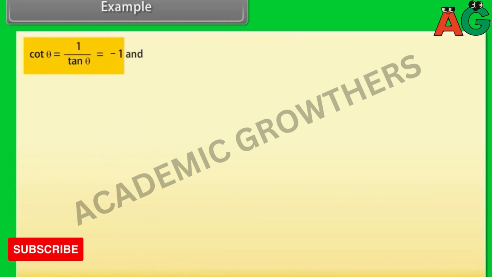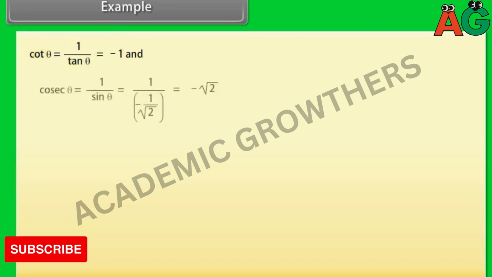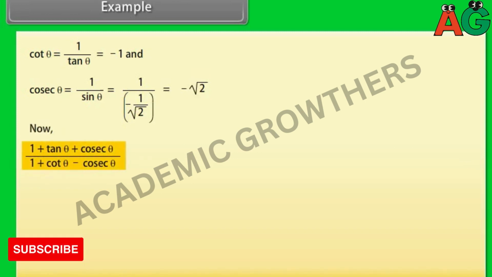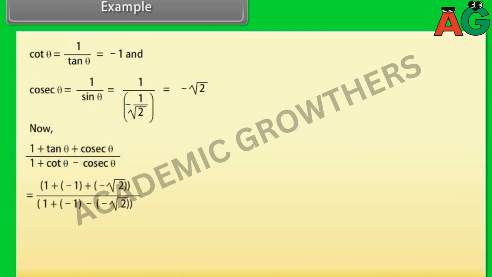Cot of theta is equal to 1 by tan of theta is equal to minus 1 and cosec of theta is equal to 1 by sine of theta is equal to 1 by minus 1 under root 2 is equal to minus under root 2. Now, (1 plus tan of theta plus cosec of theta) by (1 plus cot of theta minus cosec of theta) is equal to (1 plus minus 1 plus minus of under root 2) by (1 plus minus 1 minus of minus under root 2) is equal to minus of under root 2 by under root 2 is equal to minus 1.